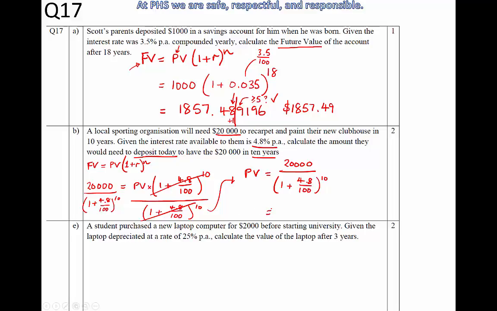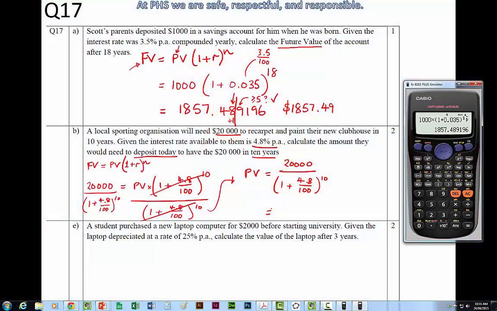So let's pull our calculator out to do that. So clearing that, we've got, right, so I'm going to show you guys how you can do this in one step. 20,000 over bracket 1 plus, I need another fraction, 4.8 over 100. And that's all raised to the power of 10.